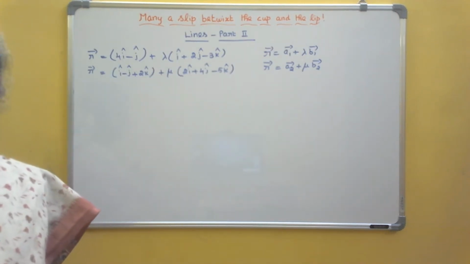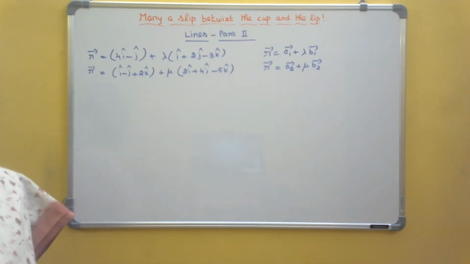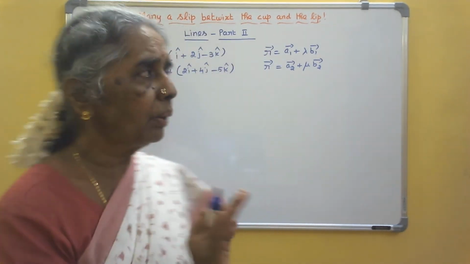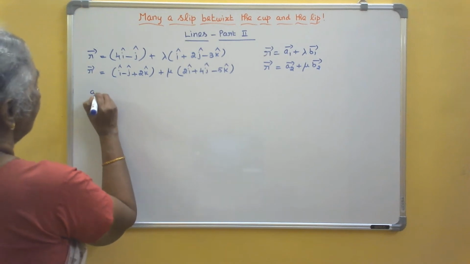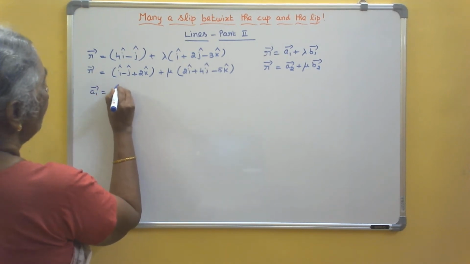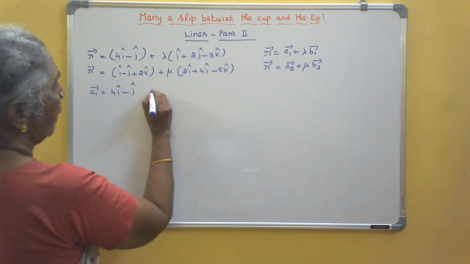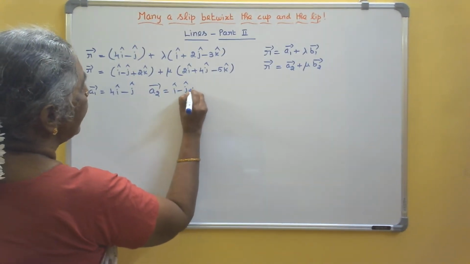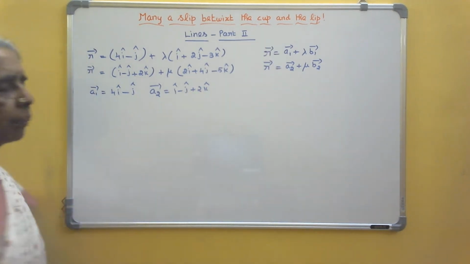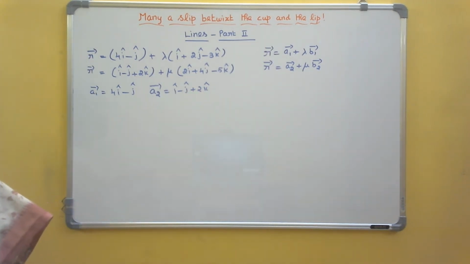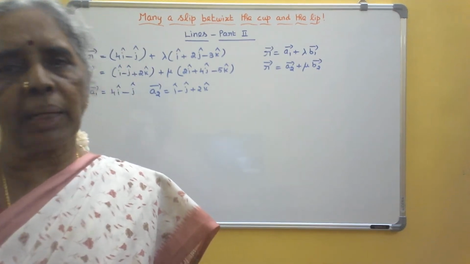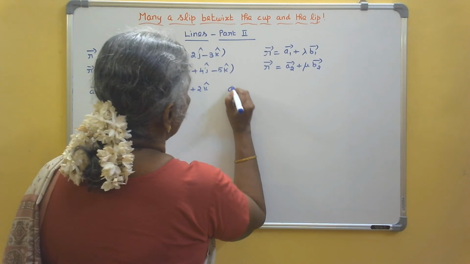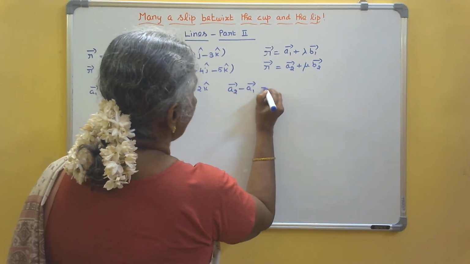So now let us write what is A1 vector, what is A2 vector, what is B1 vector, what is B2 vector, okay? So now I will write my A1 vector is 4i cap minus j cap. My A2 vector is i cap minus j cap plus 2k cap. I want in the formula A2 vector minus A1 vector. Let me find it out.